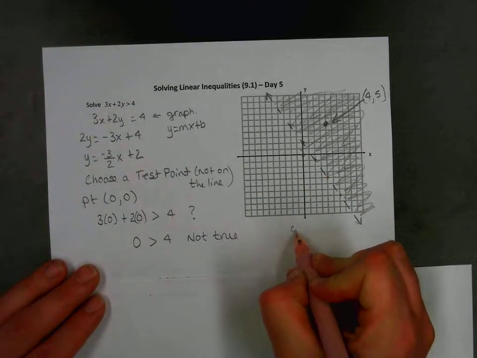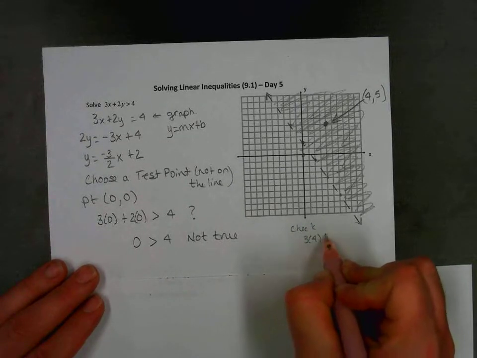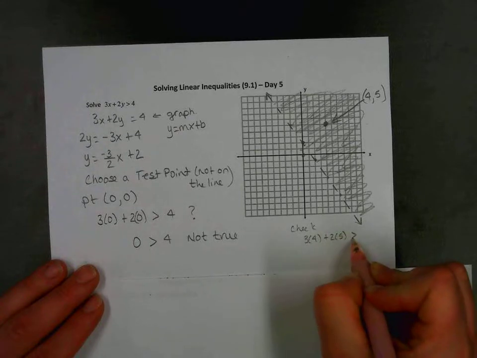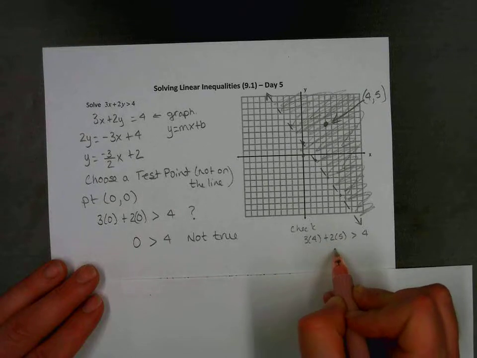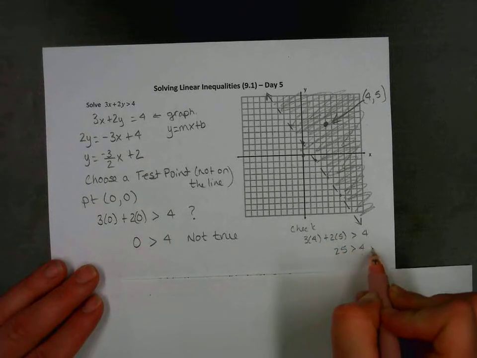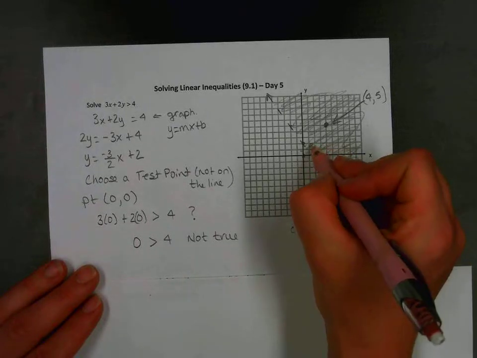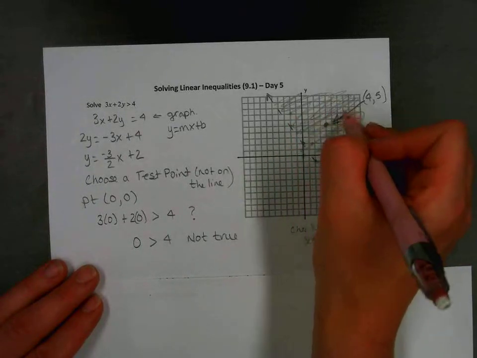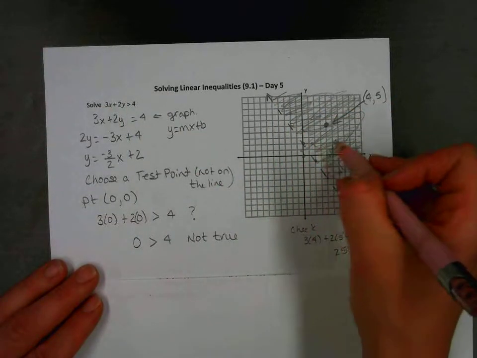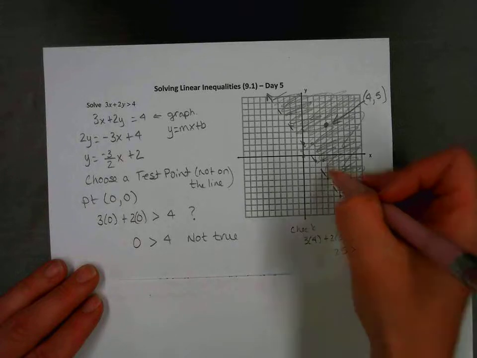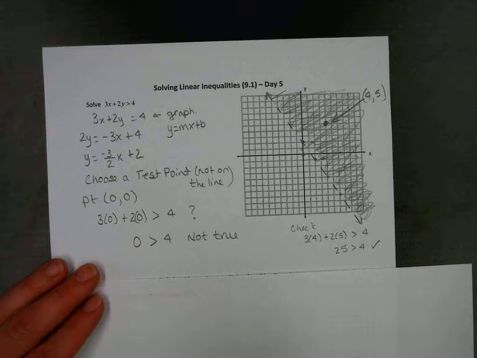this should be a possible solution that makes this inequality true. If I check that, I take 3 times 4 plus 2 times 5. Is that value greater than 4? Well, yes it is, because 12 plus 10 would be 22. It's greater than 4. So all of these points, and there are infinitely many of them, in this shaded region satisfy the inequality. That's why we shade in this area, because we're including all of these points, not just one of them, we're including all of them.